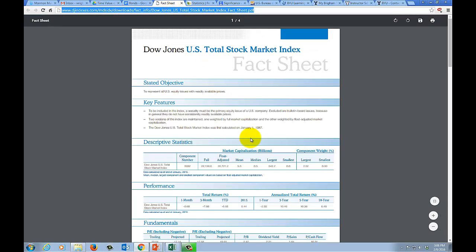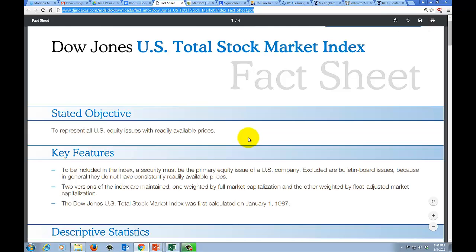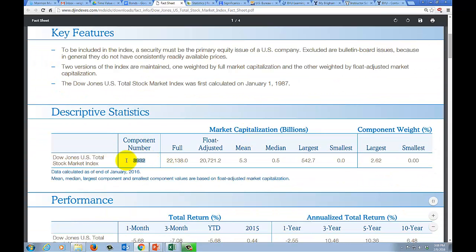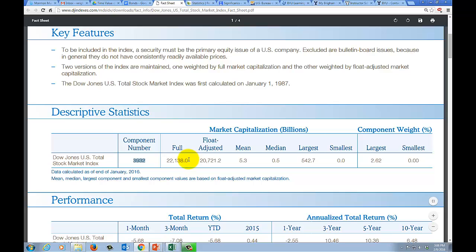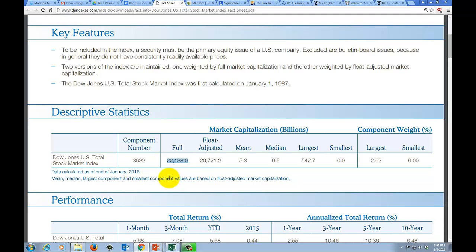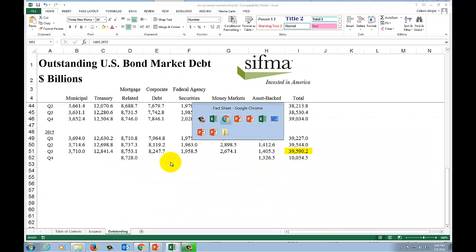Well, if we go and look at the stock market, what I'm showing you here is what's called the Dow Jones U.S. Total Stock Market Index. They're trying to capture all publicly traded stocks. You can see that they've identified 3,932 individual stocks, and the full market capitalization of all of those 3,900 stocks is $22 trillion. So the bond market is almost double the size of the stock market. Stock market's at 22 trillion, bond market's at 39 trillion.